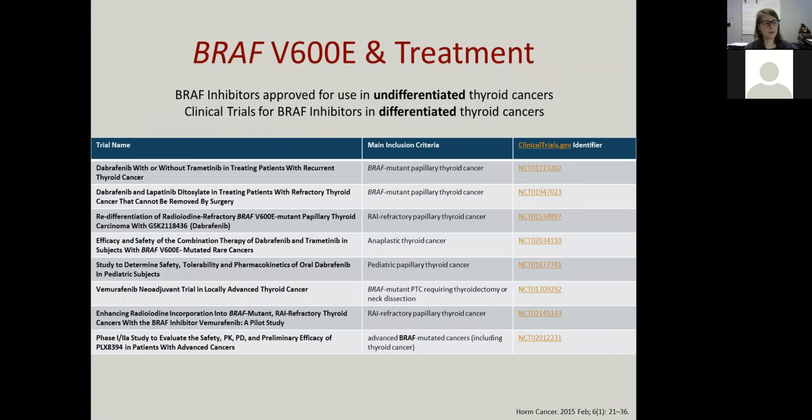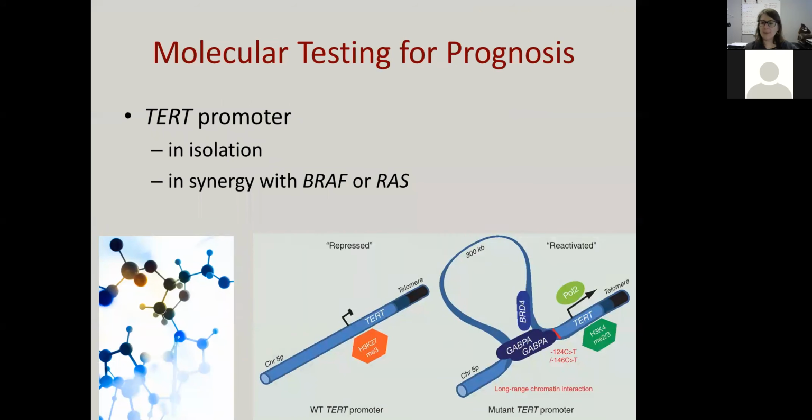Clinical trials for use in differentiated cancers certainly are out there, but more often, I assume it will be used more prominently in the more aggressive or undifferentiated cancers that are having trouble responding to other standard therapies. I mentioned TERT promoter earlier, so I want to just mention it at the end before our time is up, because I do think this is important.